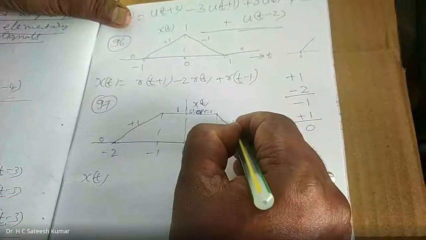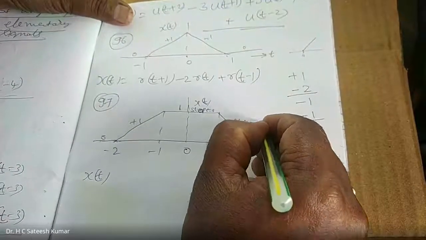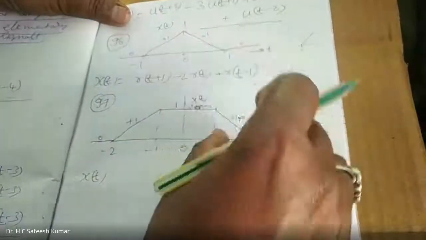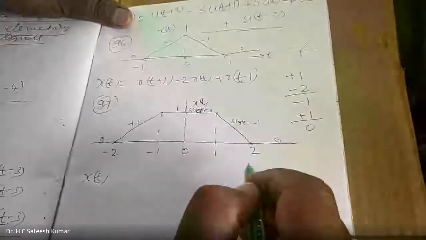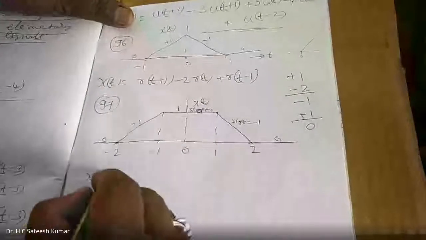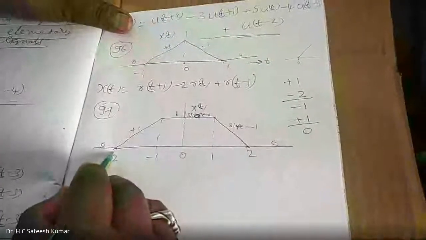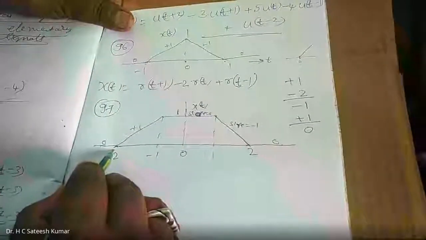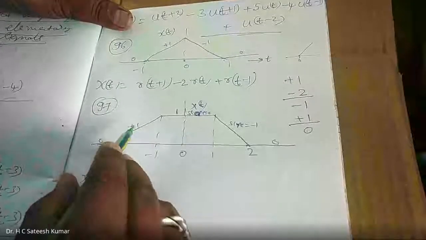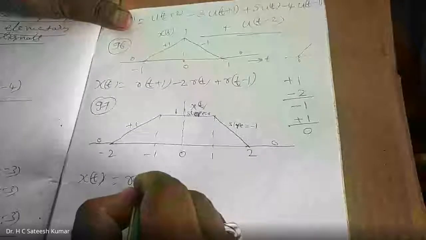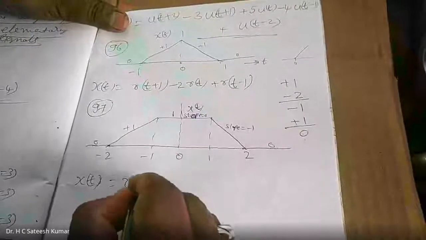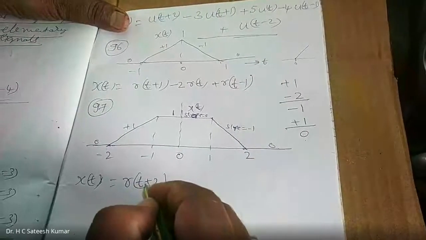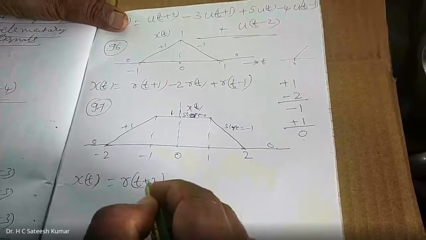And slope minus 1, and this is decreasing. 1 by 1 is 1. So therefore it is minus 1 slope. This is 0. Now how to do it? Starting from where? Minus 2. Starting from minus 2, take a ramp. So ramp from minus 2 is what? r of t plus 2.